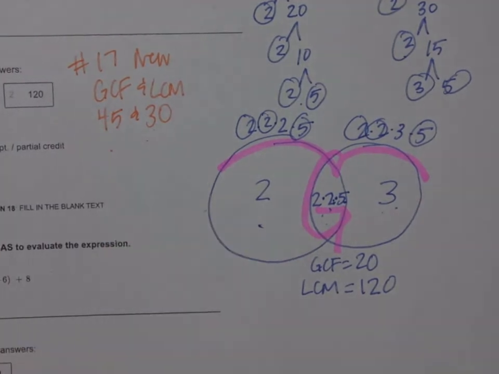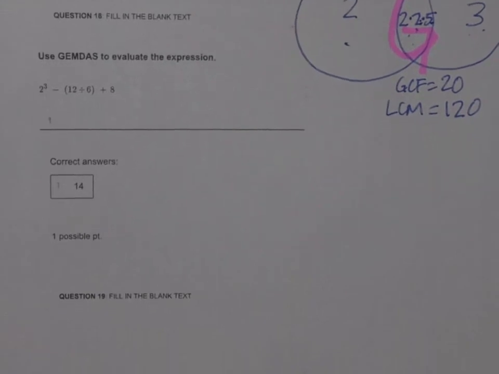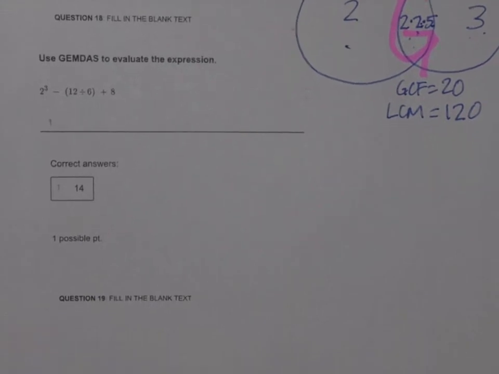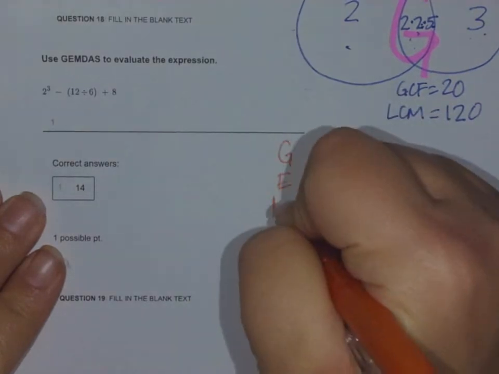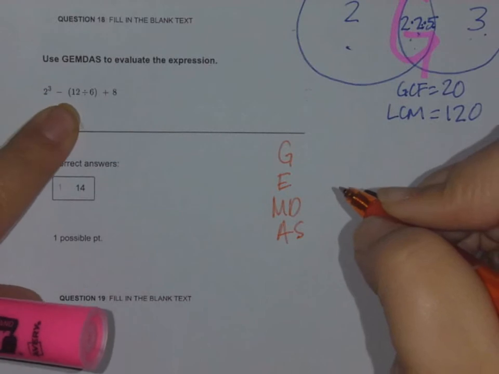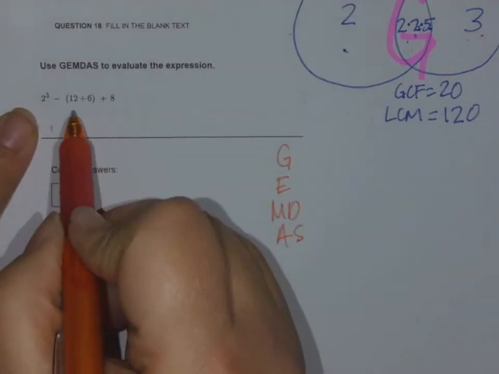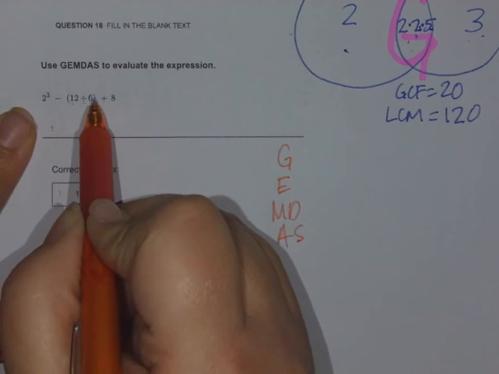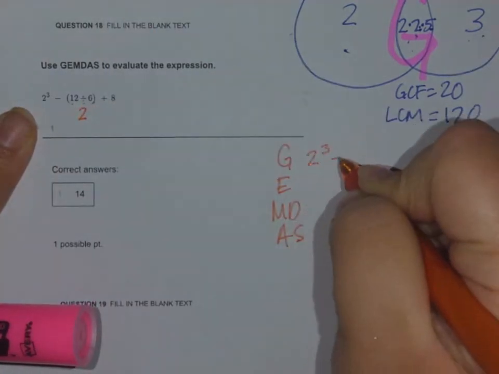All right, question 18. Use GEMDIS to evaluate the expressions. So we're doing order of operations, okay? I'll write that down here. Okay, so we have 2 to the 3rd power minus 12 divided by 6 plus 8. So G is for grouping symbol. Inside my grouping symbol, I have 12 divided by 6. That equals 2, right? So I'm going to rewrite that.